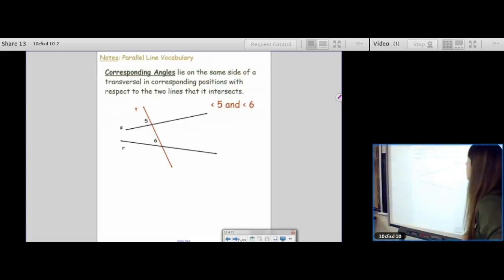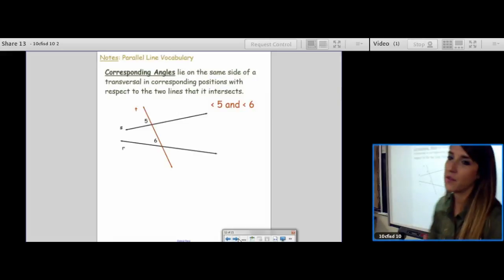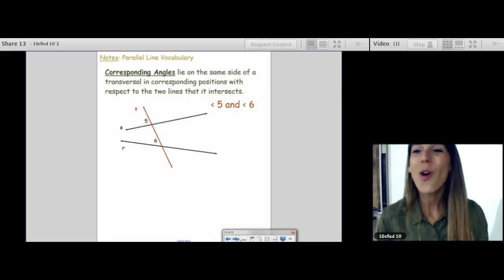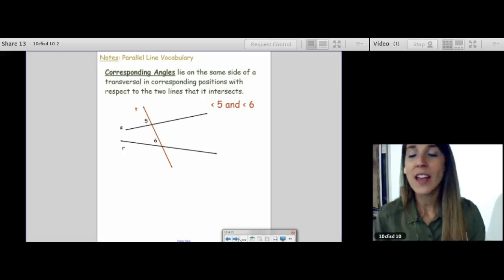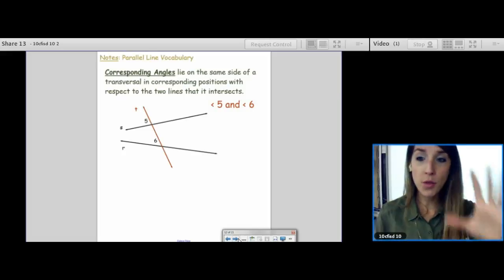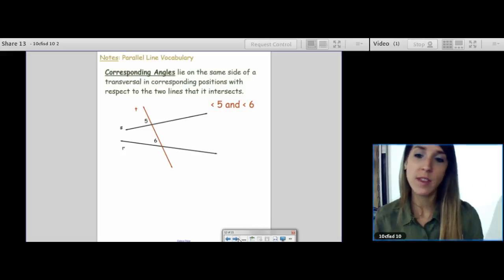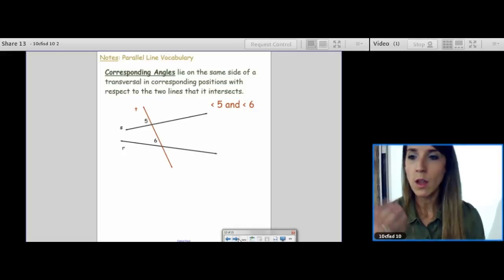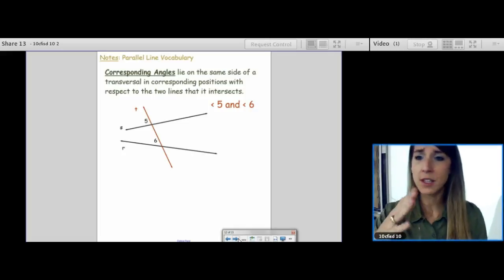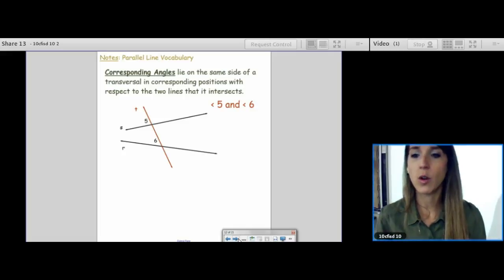So that's the next word. It's kind of weird. It doesn't fit the mold. Write it down anyways. Corresponding angles. They lie on the same side of a transversal in corresponding positions. So they're either both above or both below the other two lines. So in this example, 5 and 6 are both left and they're both above. So they're corresponding.